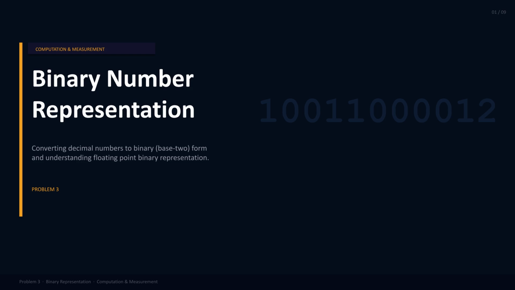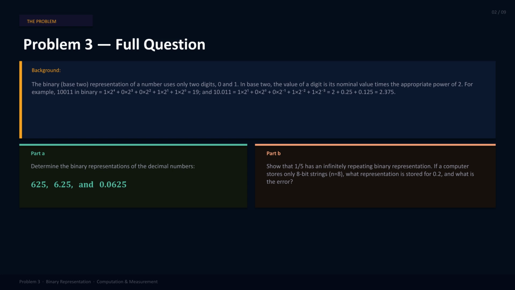This video covers problem 3 on binary number representation, focusing on converting decimal numbers to binary and understanding floating point binary representation. Here is the full question for problem 3. We'll determine the binary representations for 625, 6.25, and 0.0625. Then we'll examine the infinitely repeating binary representation of 1/5 and determine the stored value and error for 0.2 given an 8-bit storage limit.